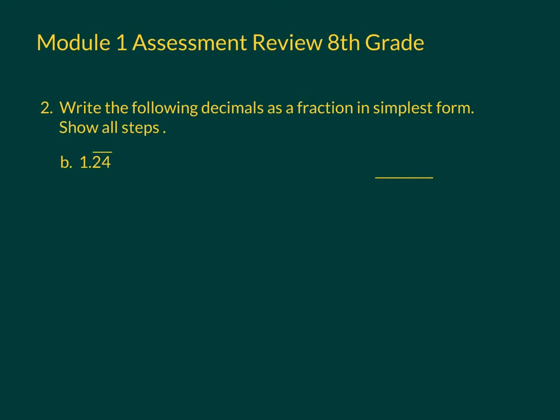This is part B for number 2, writing a decimal as a fraction. Again, we want to say the number correctly. That will help us. But on this one, it's a little more difficult. When you have a repeating decimal, we can't really say the number correctly. So we can't say 24 hundredths because that's not what it is.